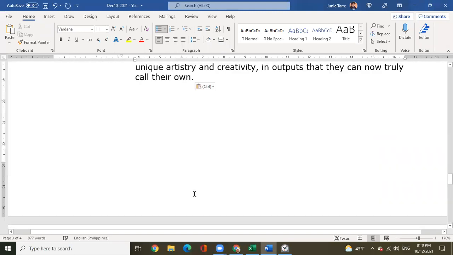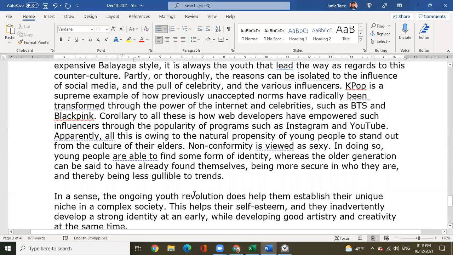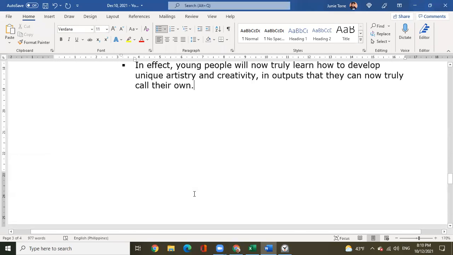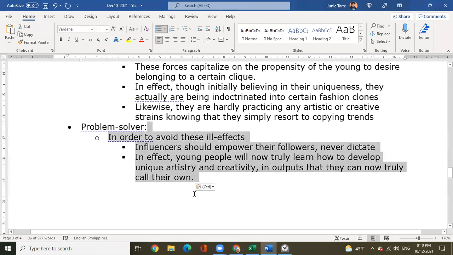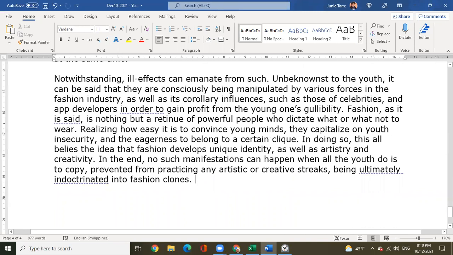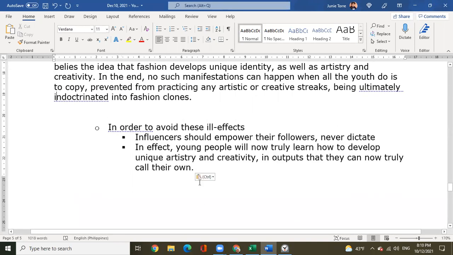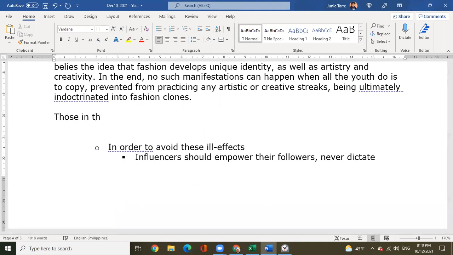There. Okay, what happened? What happened? Where did it go? Ooh, it wasn't copied. We'll copy paste that down here. There. Okay. Those in the know, therefore, have the responsibility to correct such ill effects. There.